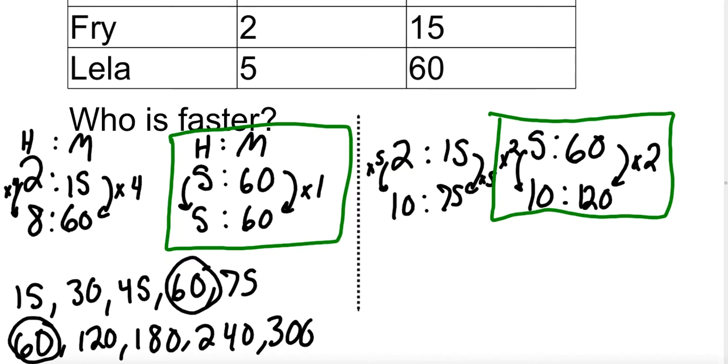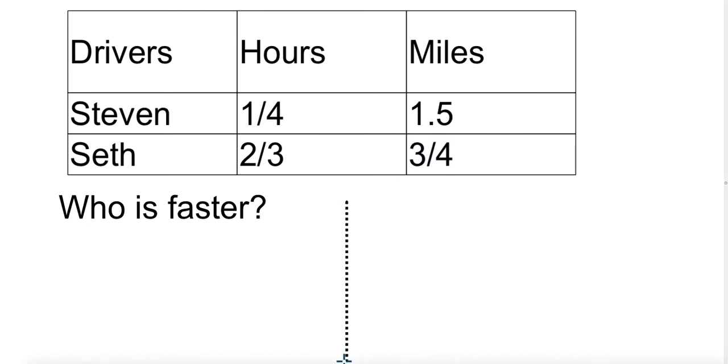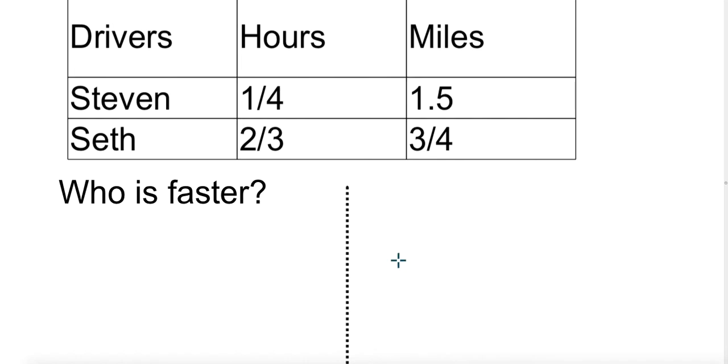Now, I want to talk about what if we had fractions in our ratios. Now, many students are worried when they see fractions and ratios, but you can actually use this method over here to help you solve for a common multiple. So let's go to the problem. So we have two drivers, Stephen and Seth, and we want to see who's the faster driver. So again, I'm going to solve this two different ways. And as you can see over here, each one of these values is not a whole number. So we're going to have to get used to that.